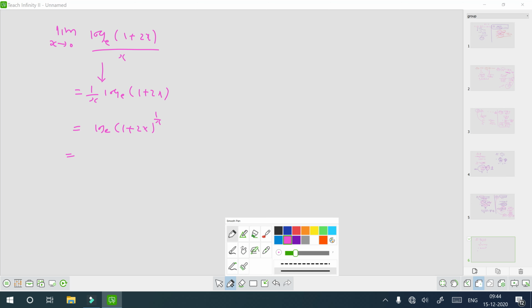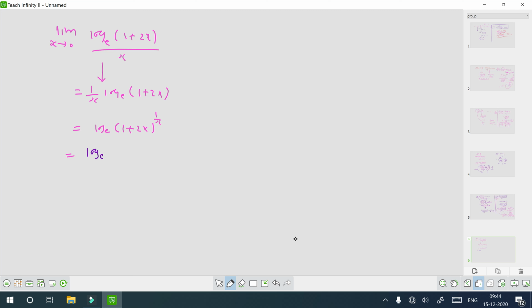So next example, limit x tends to 0, log e base 1 plus 2x over x, that is given to us. Can I write that is equal to 1 by x into log e base 1 plus 2x from this one? So can I write that is equal to log e base 1 plus 2x raised to 1 by x? So that is equal to, see here, log e base into bracket 1 plus 2x raised to, we need 1 by 2x, so whole square is there.